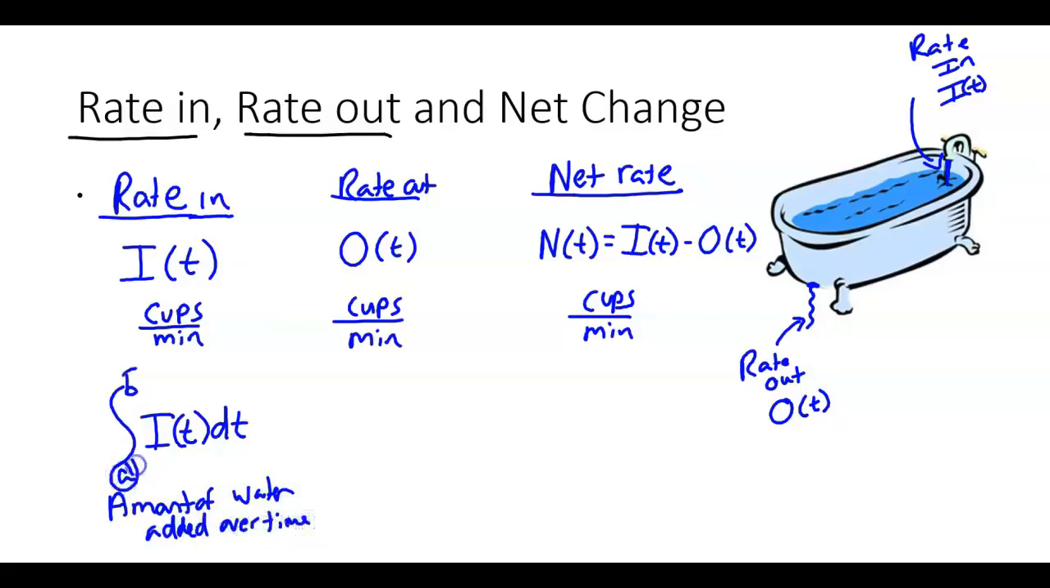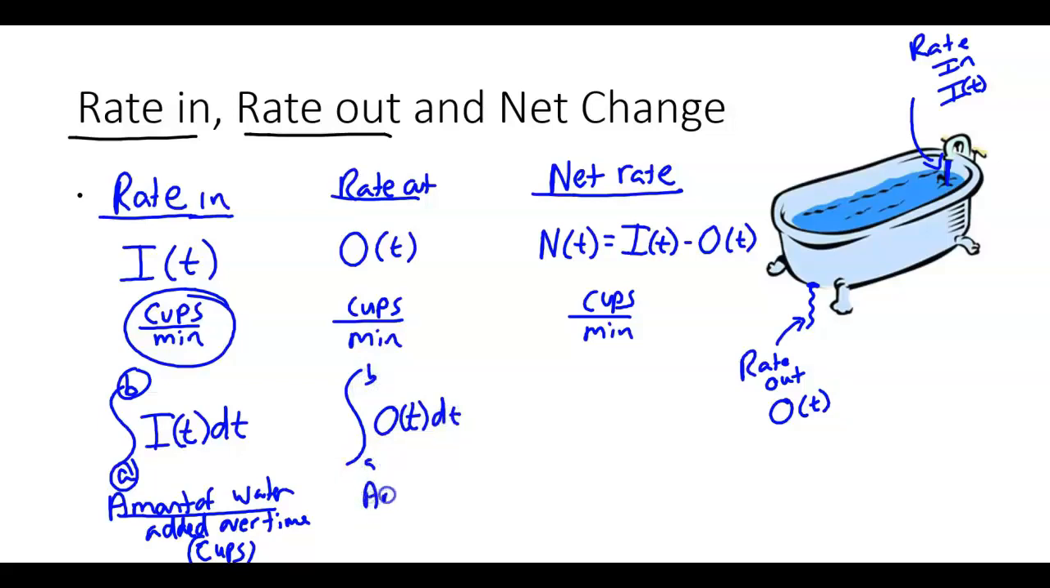Okay, my time interval is from A to B. And as you can see, if I'm just talking about the amount of water, it's no longer cups per minute. Now we're just talking cups, right? Because you take your rate, how many cups per minute is coming into the tub at that time, and if you do that over a certain time period, you multiply it by time and it cancels out the time. You're just left with cups. Okay? And what would the integral of O tell us? Well, that would tell us the amount of water that's been drained from the tub.